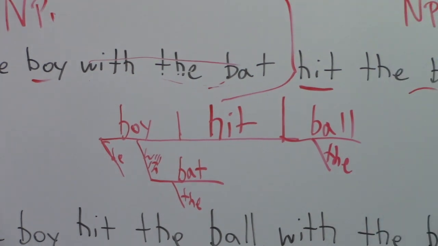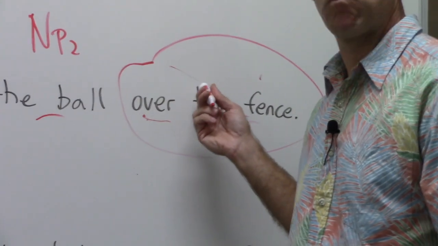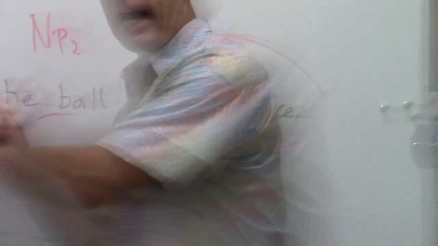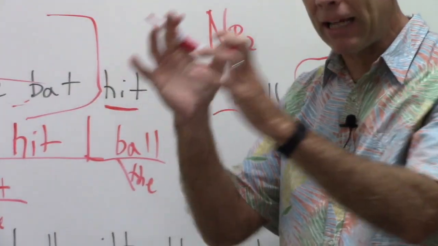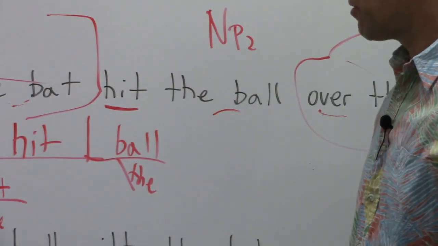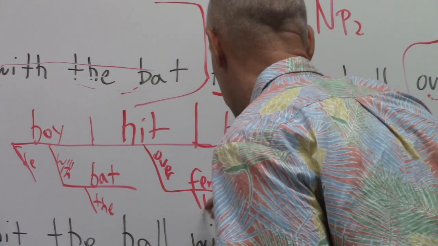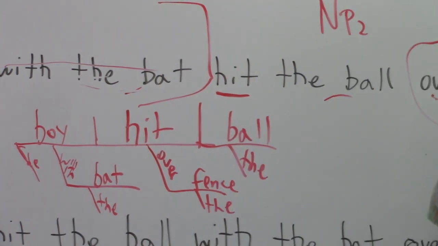Now, is this answering the question, what kind or which one? No. Okay, what is it answering? Where, how, okay, time and place or how it's done. That's going to modify our verb, right? That's our adverbial preposition. Where did he hit it? Over the fence. Got it so far? Yeah.